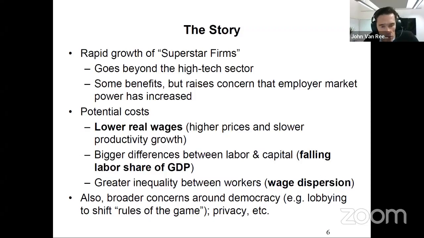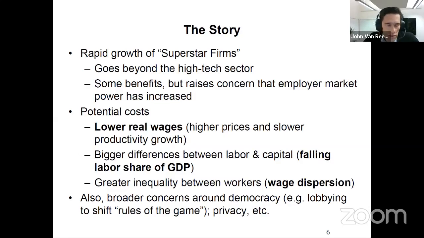And there can also be greater inequality between workers. So as I'll show you, as superstar firms who pay higher wages pull away from the rest, this also tends to increase wage inequality between those who are lucky enough perhaps to work in these type of firms and most people who work in firms which are non-superstars and pay lower wages.